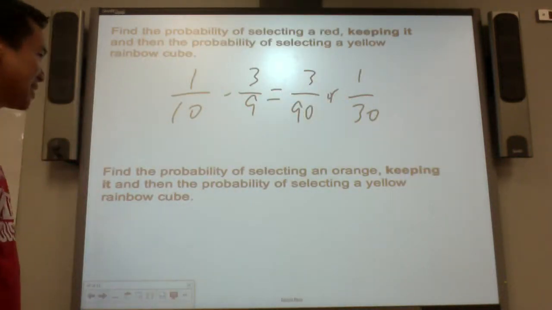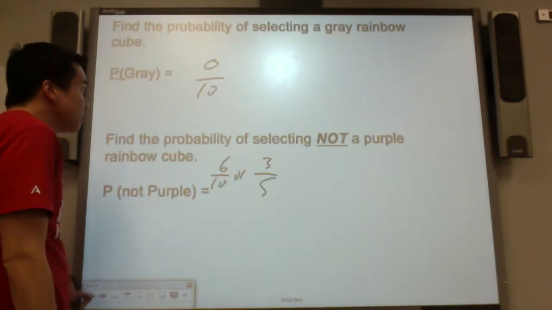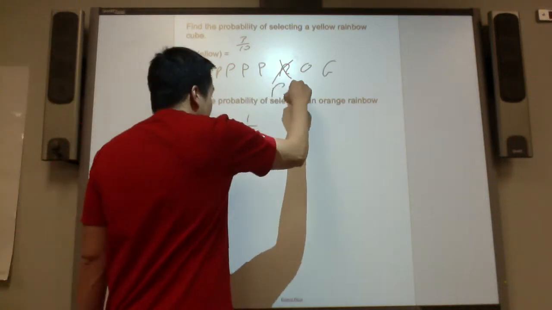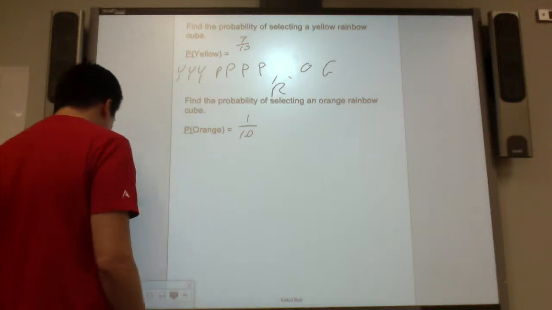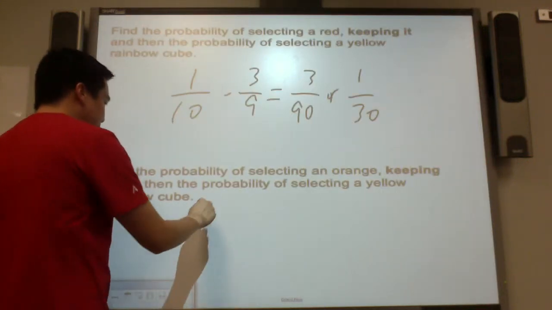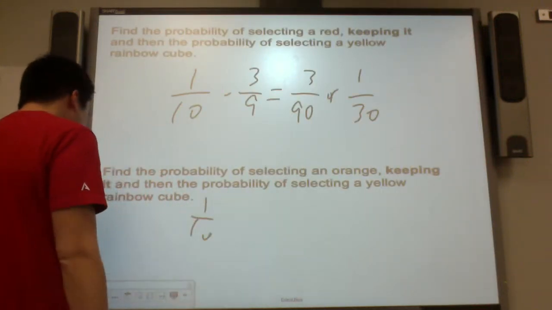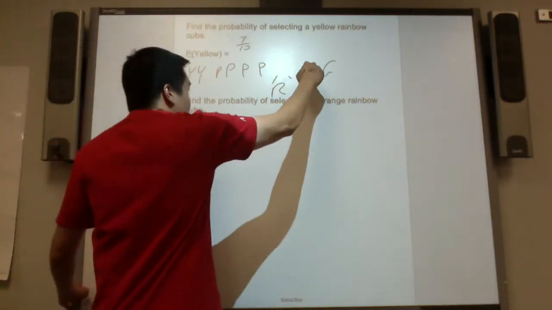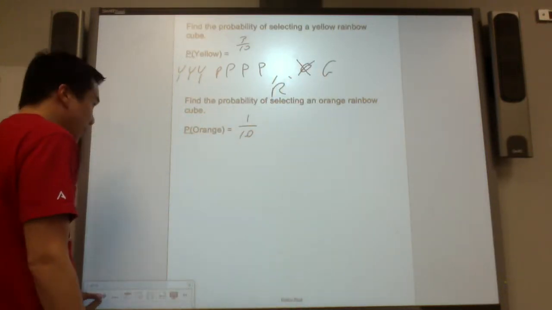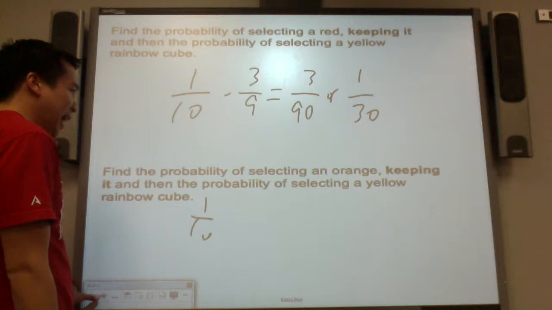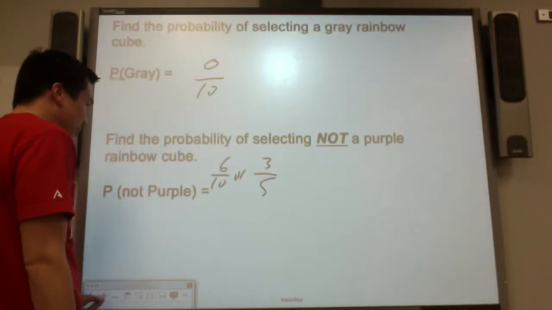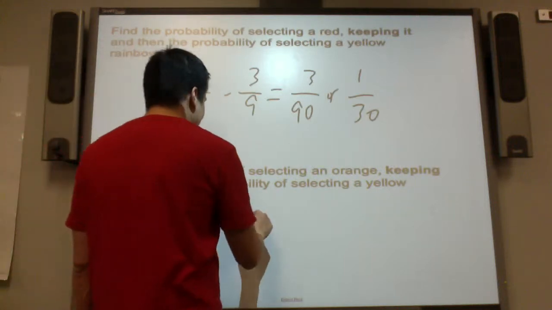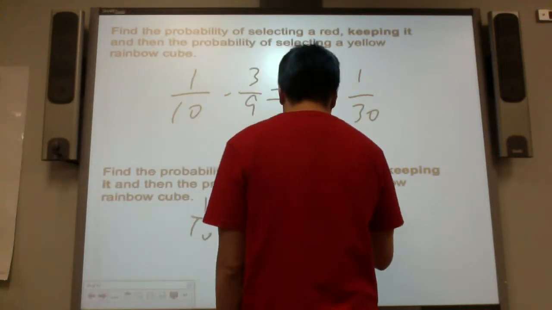Find the probability of selecting an orange, keeping it, then a yellow. All right, let's return back to this red. Orange. How many orange do you see here? 1 out of 10. But I have to keep it. So let's keep this orange. No more. What is the probability of getting a yellow now? How many yellows do you see here? I see 3 out of 9 yellow. Hey, that's the exact same answer as my previous 1 out of 30 chance.